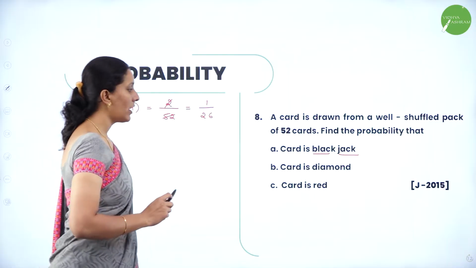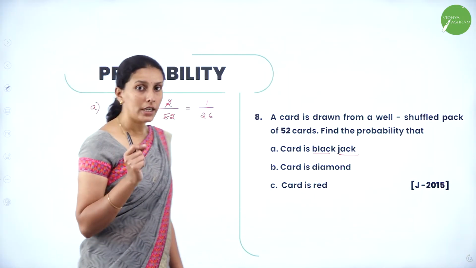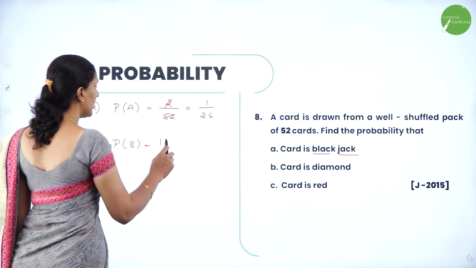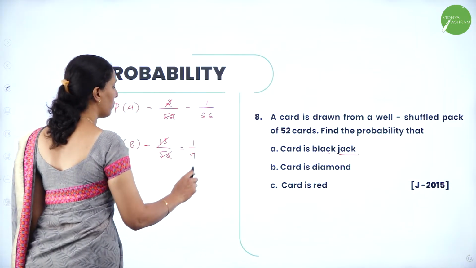Next question we have, card is a diamond. How many diamond cards we have? We have 13 diamonds. So therefore probability of getting a diamond is 13 by 52 and the value is 1 by 4.